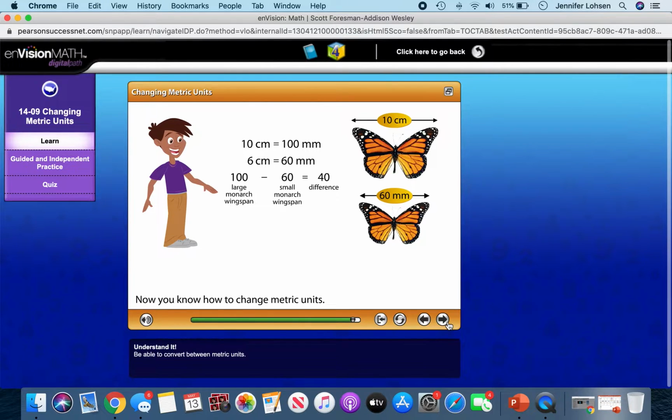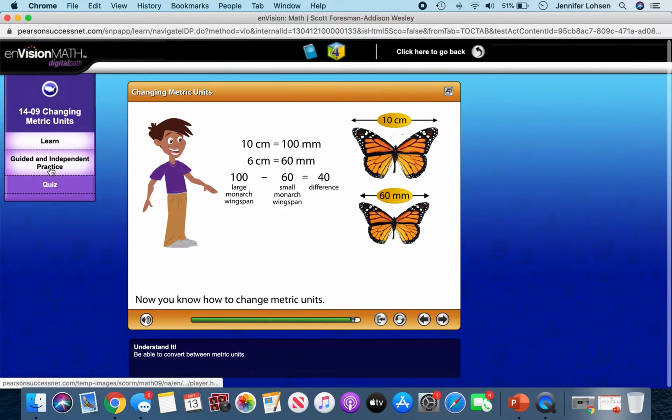I personally have found a different way that works better for me for converting with the metric units. It does not work with the customary units. It only works with the metric units because if you remember, the metric units go in order. If you go to the left, they are multiplied by 10. If you go to the right, they are divided by 10. It's kind of just like place value, and that's how I like to think about conversions with metric units.